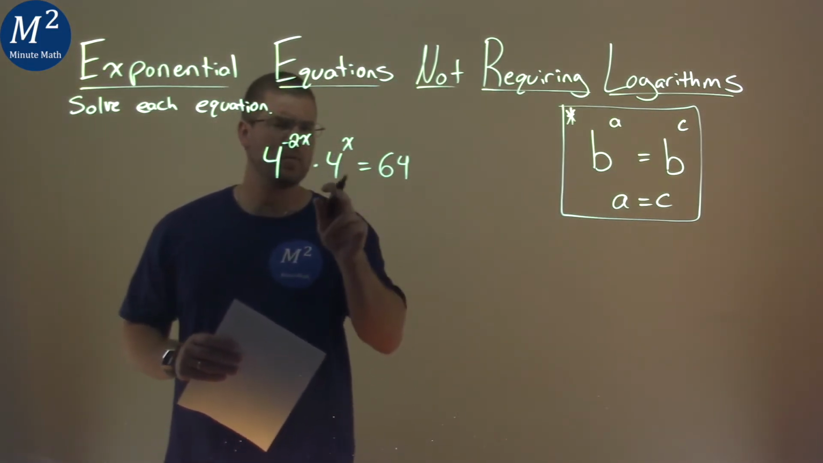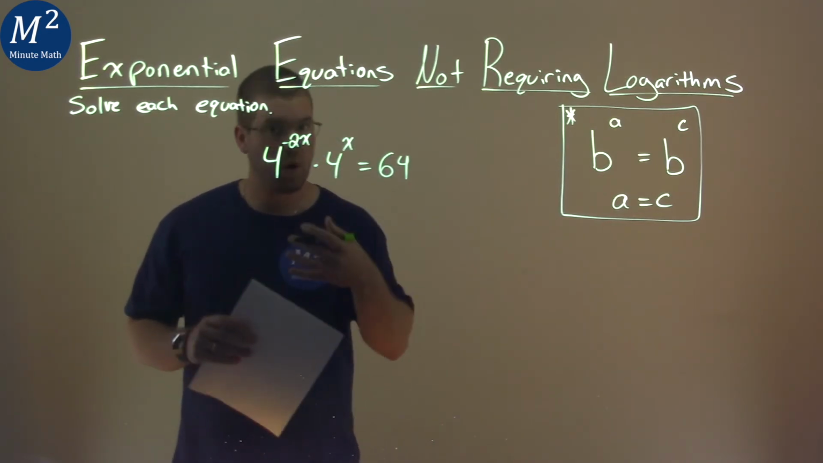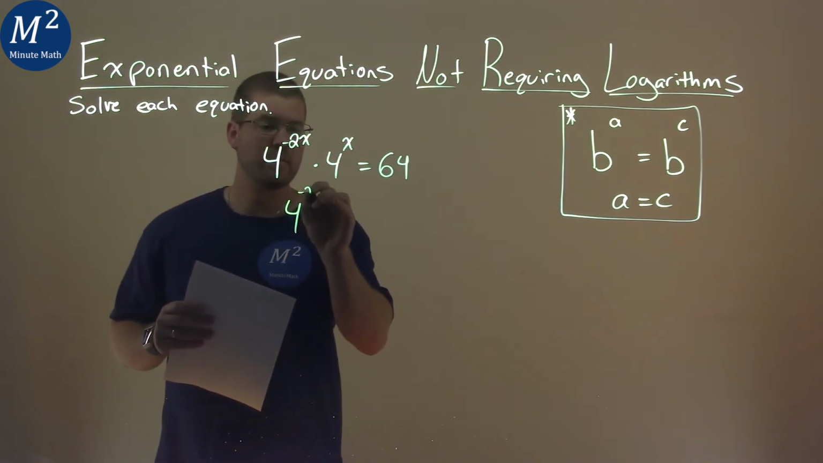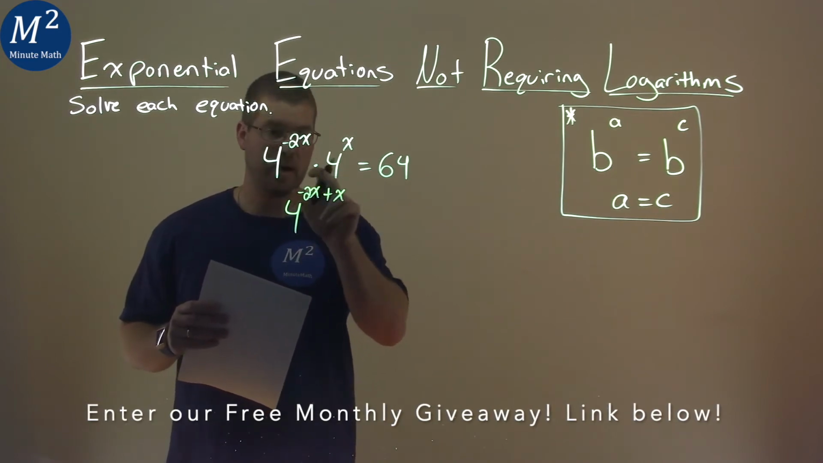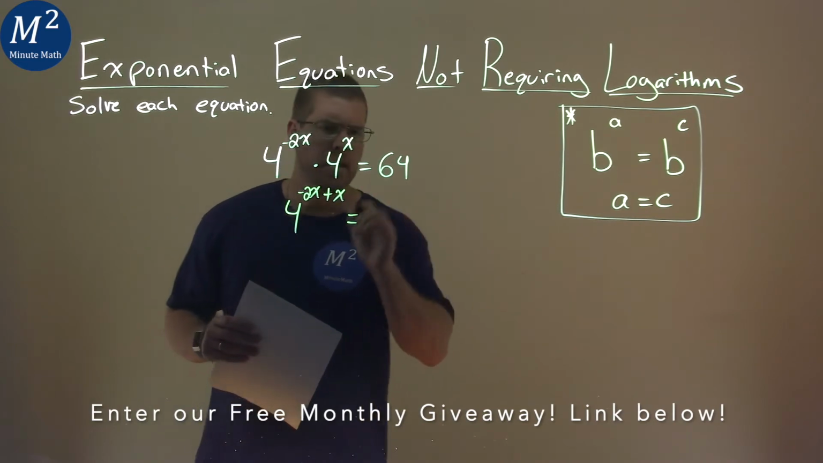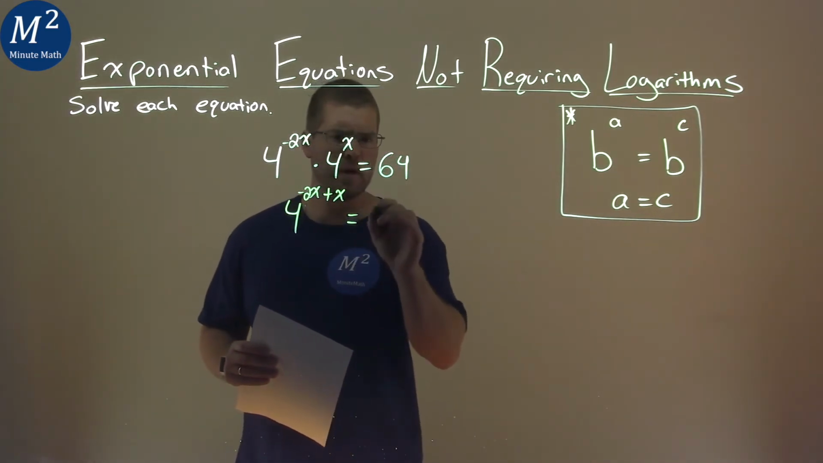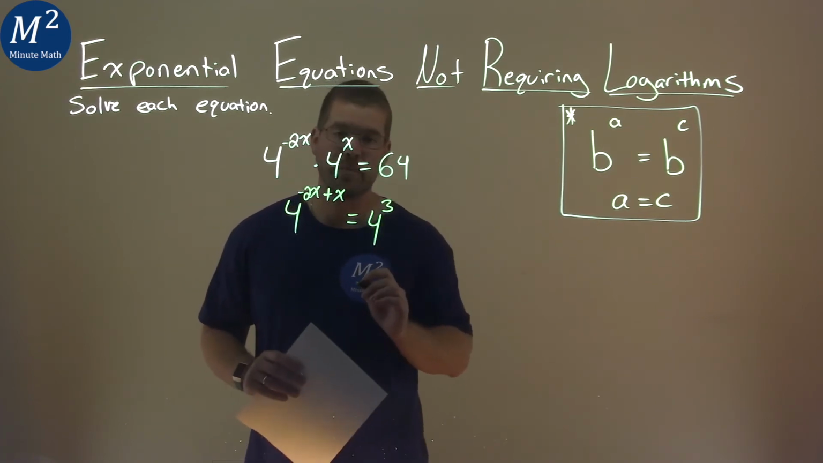Now they have exponents, but we have the same base. When this happens, we can combine this to be one part with a base of 4, and we take the exponents, the negative 2x and the x, and we add them together. So we combine them to be one base, but we add the exponents when it's multiplication. Now the 64, I'm going to rewrite this with a base of 4. 64 is the same thing as 4 to the 3rd power.